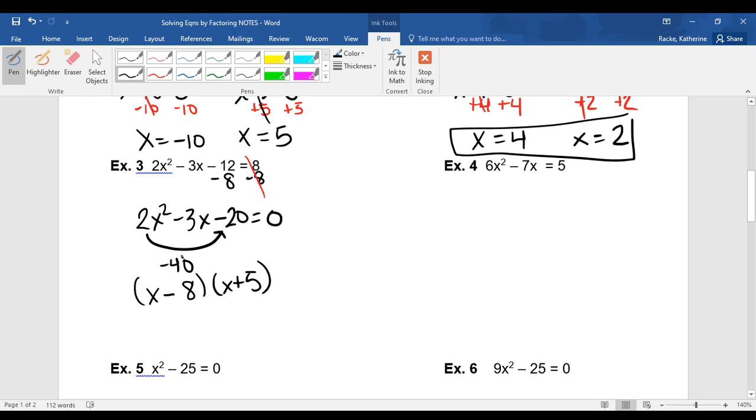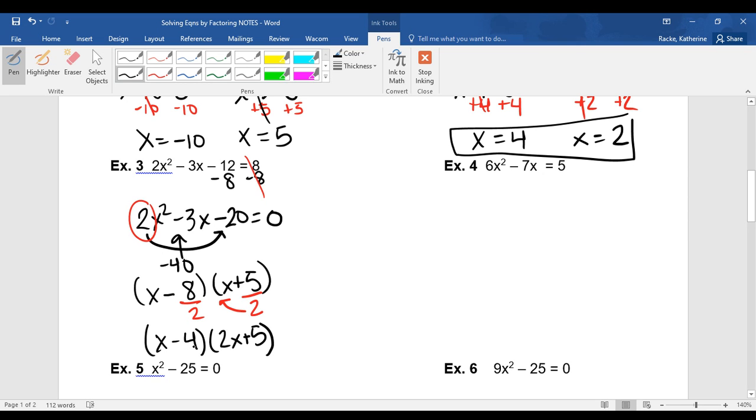Now, after we did our sliding, we're going to have to do our dividing by 2. So divide by 2, divide by 2. 8 divided by 2 is going to give me 4. 5 divided by 2 I can't do, so I'm going to slide it in front. So x minus 4 now, and 2x plus 5.